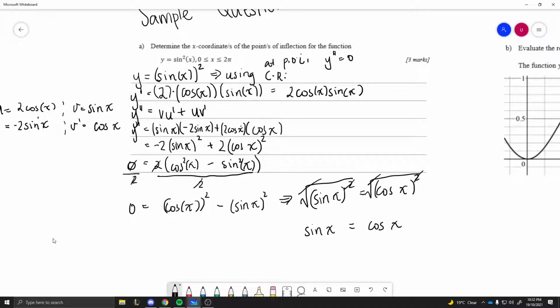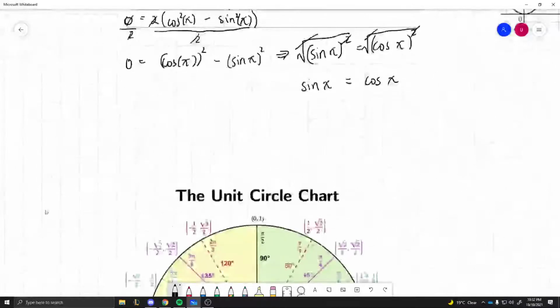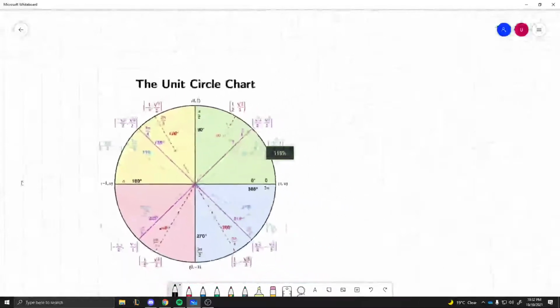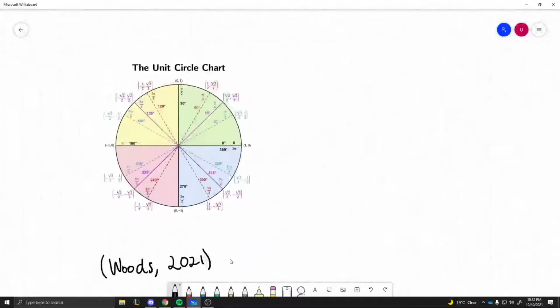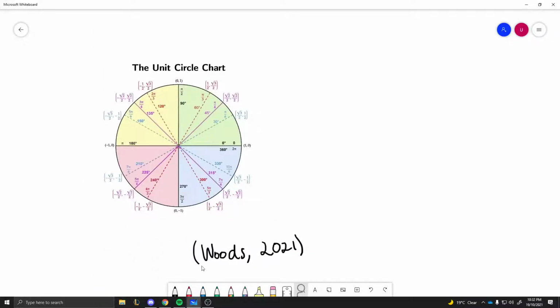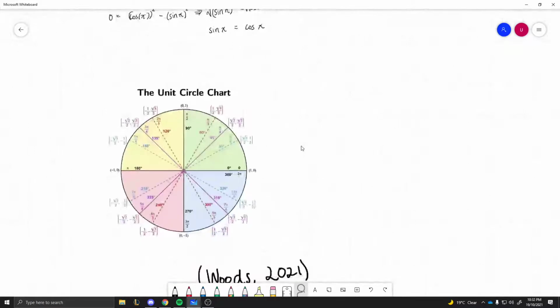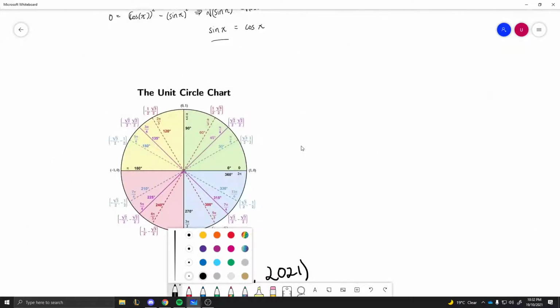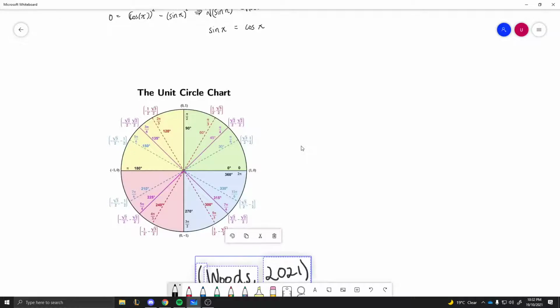Because I'm not that good at drawing, I've gotten myself a chart of the unit circle, very fancy. I'll bring this up here as a little reference. Now I can demonstrate what I mean by trying to find x points. So sine x equals cos x is the equation we need to solve, and this is the unit circle. The only way I'm going to demonstrate is with the unit circle. You can do it with special triangles and such, but it's significantly easier this way.